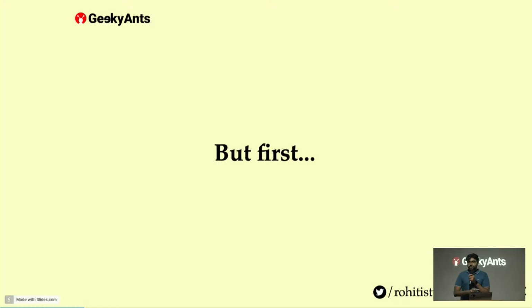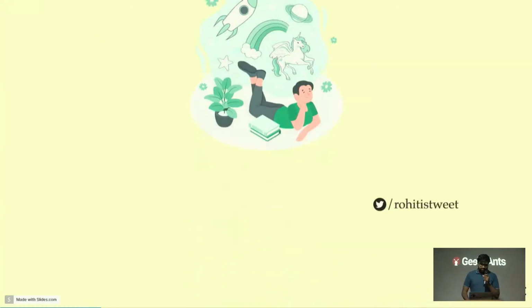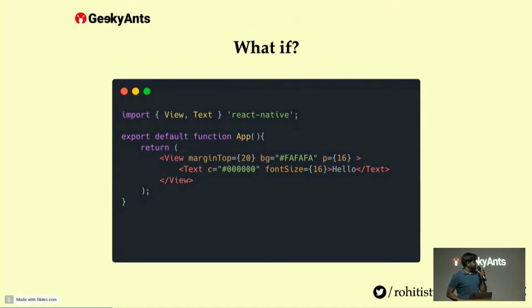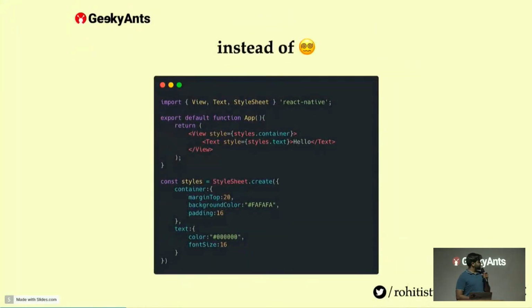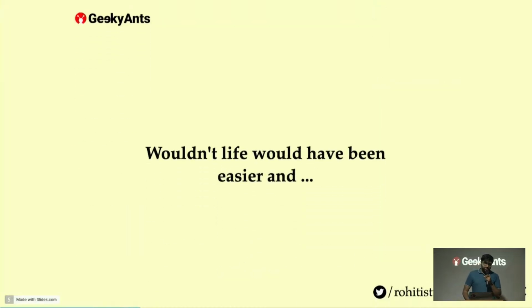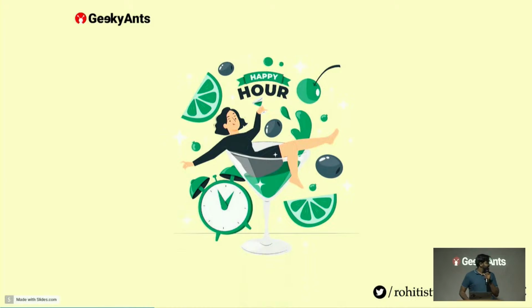But first, I want you to imagine a scenario. What if this can be written? And what if I can straight away write utility styles in my React Native components? Suppose your view can have a property margin top, and you don't have to create something like this. You don't have to write StyleSheet.create every time you want to style, and you don't have to define and maintain every name, like styles.container, styles.text. You don't have to think about it. Just imagine this whole thing at scale. Wouldn't life be easier and, I don't know, happier?